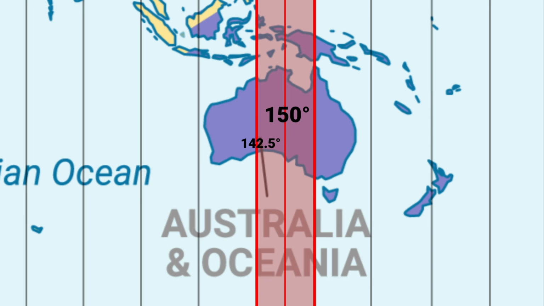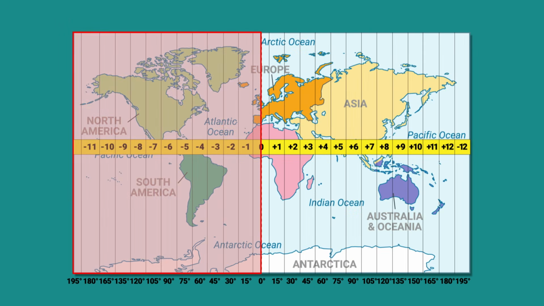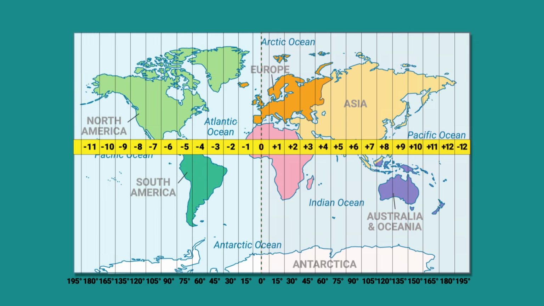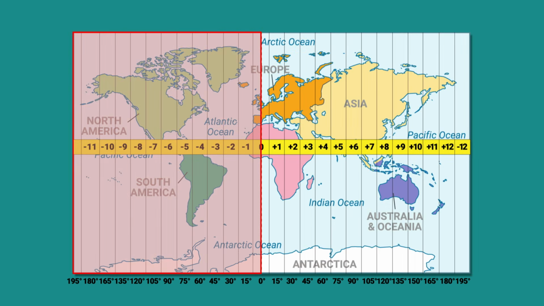and 157.5 degrees east. Calculate time zones by first determining whether the time zone is in the eastern or western hemisphere. If the time zone is east of the prime meridian, it will be at an earlier time than Greenwich Mean Time, or GMT, which is now recognized as Universal Time Coordinator, or UTC. If it is west of the prime meridian, it will be a later time.